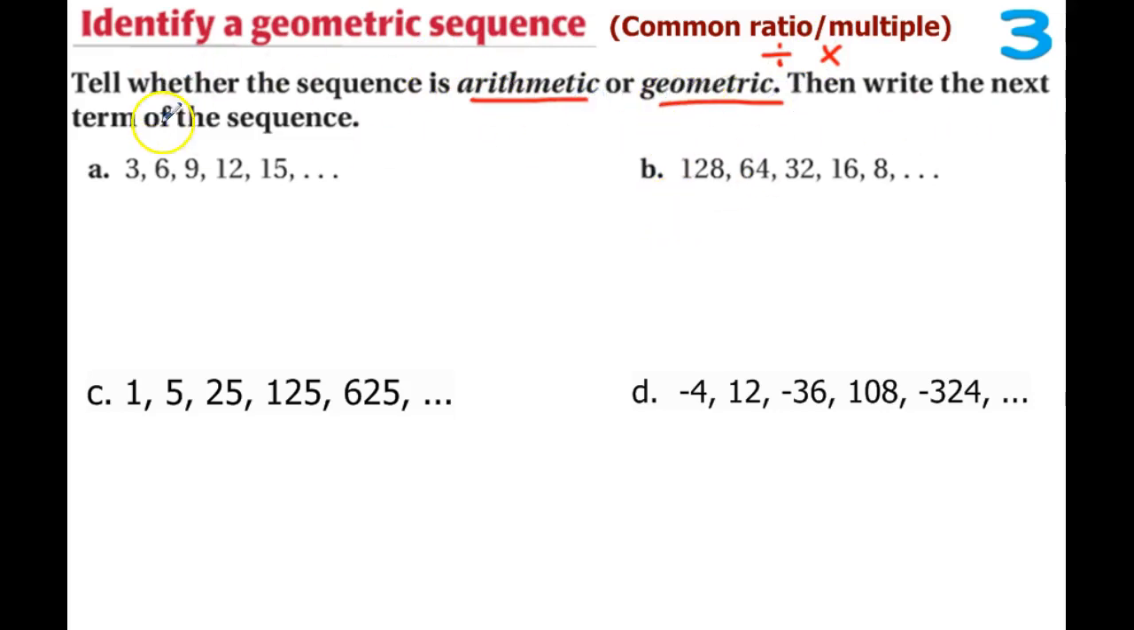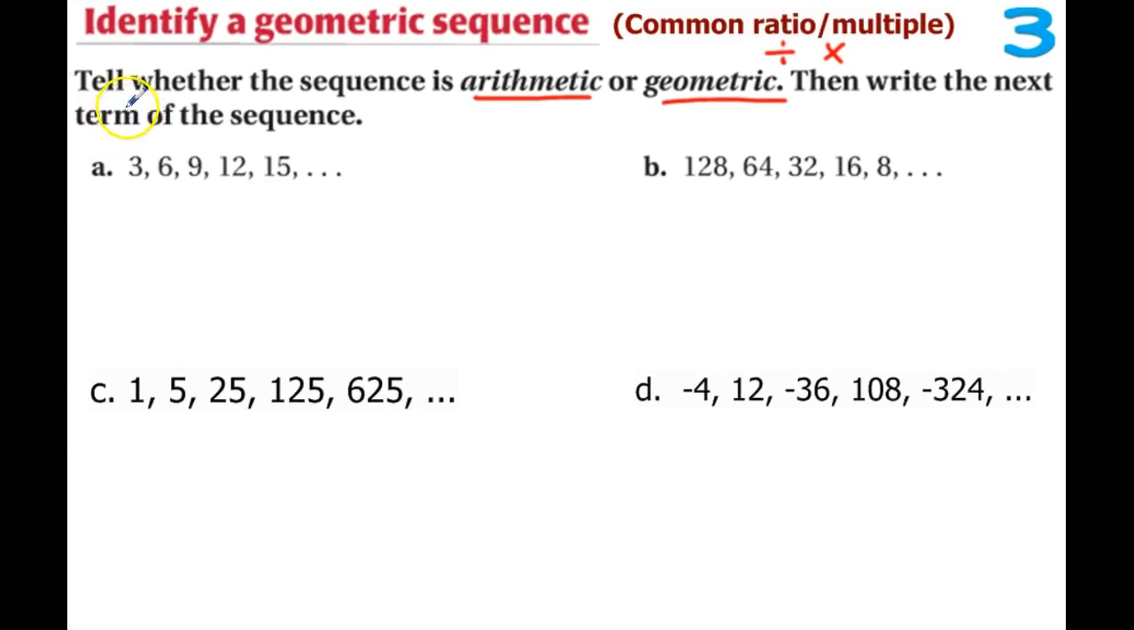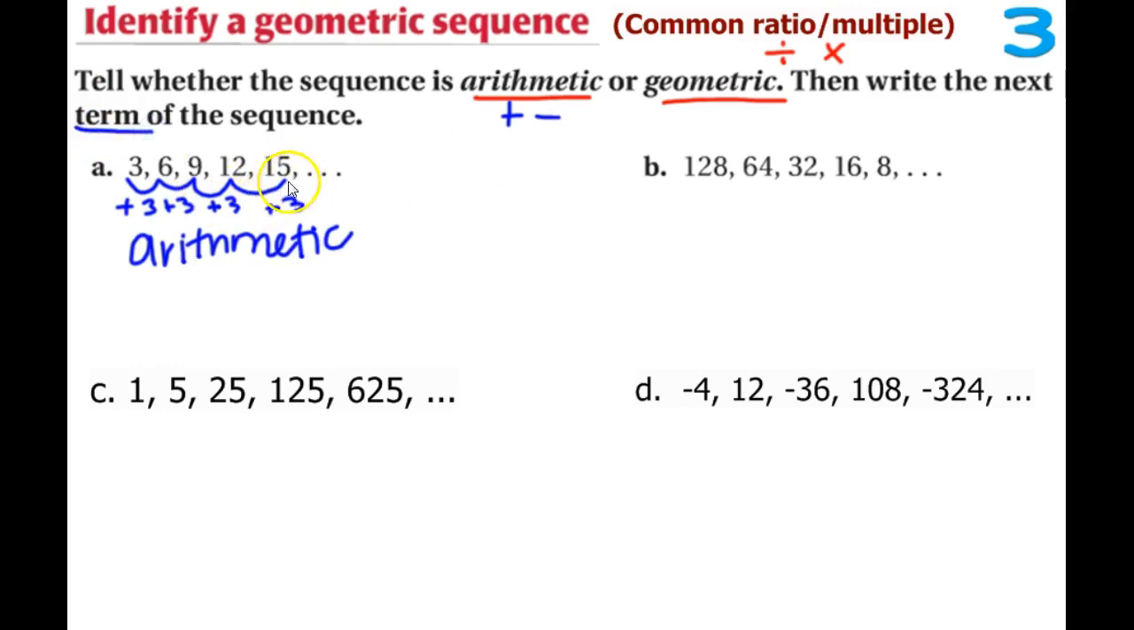So these ones tell whether it's arithmetic or geometric. Then write the next term. So only one extra term. So first, I wanted to see what my pattern is. 3, 6, 9, 12, 15. This one, every time we're adding 3. And it works all the way across. So we're adding or subtracting. That means it's arithmetic. And the next term, after 15, plus 3 more would give you 18.